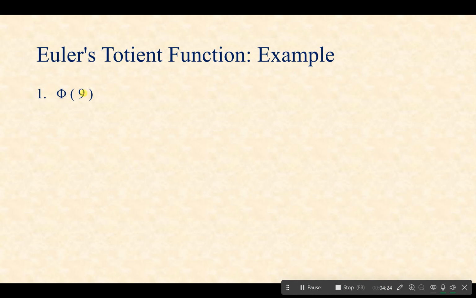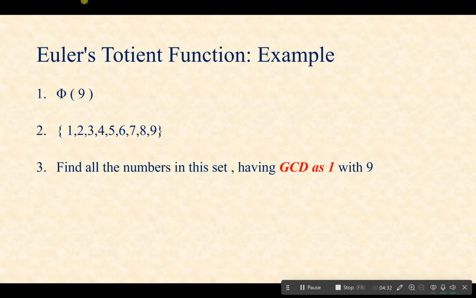Next, let us solve this. Phi of 9. So this is also the same way. How many numbers are there from 1 to 9? We'll write them down. Then we have to find all the numbers that have GCD as 1. As you can see, how many numbers are there? 1, 2, 4, 5, 7, 8. So how many numbers are there? 6 numbers are there. So phi of 9 is equal to 6.